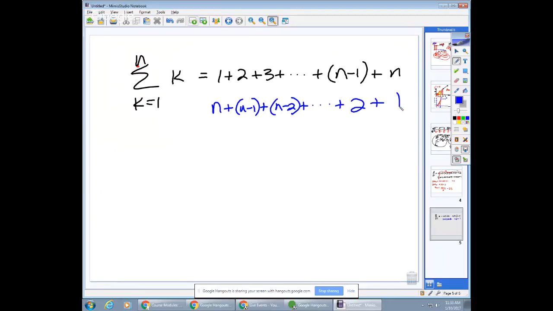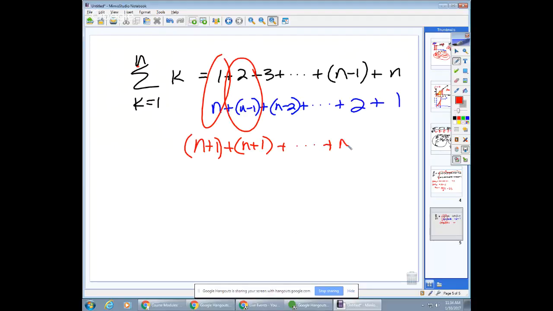Does a pattern emerge when I add down? Yeah, there's a whole bunch of n plus 1s. That's kind of cool. So when I add those together, I get an n plus 1. And when I add those together, I get another n plus 1. How many n plus 1s did we just generate? Well, how many numbers were in my list up here? N. N of them. So a shorthand for the red stuff here is n times n plus 1.